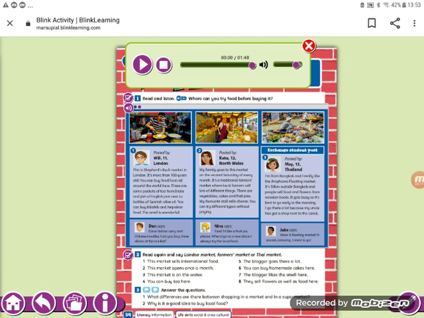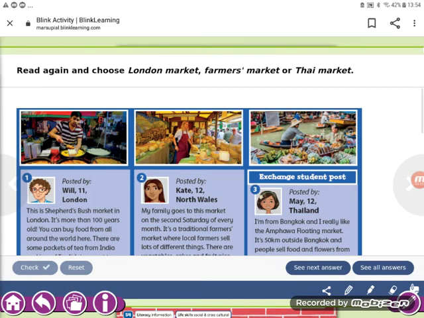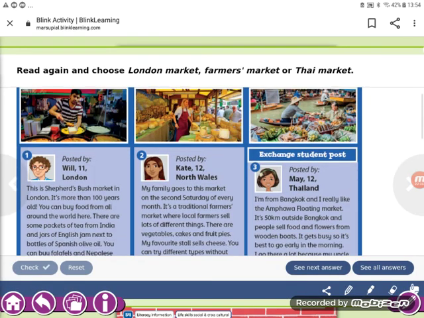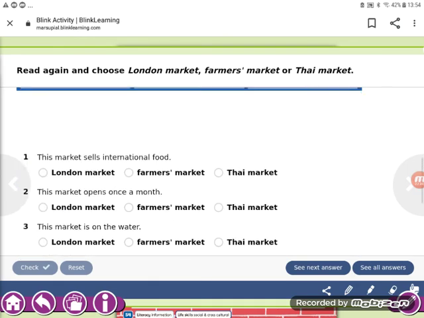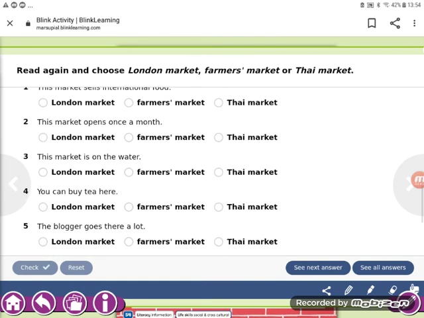Okay? So now you are going to do this exercise. Exercise number 2. Read again and say London Market, Farmers Market, or Thai Market. Okay? Let's go. Okay, so read again and choose London Market, Farmers Market, or Thai Market. So here is the information, and now you have to select.